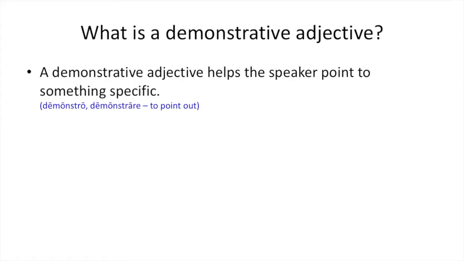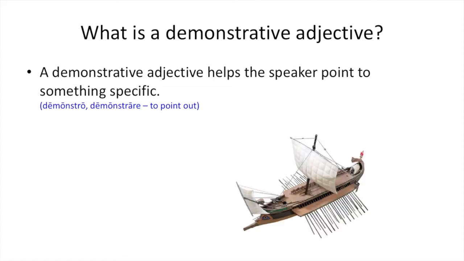So, what's a demonstrative adjective? A demonstrative adjective helps the speaker point to something specific. The word demonstrative, in fact, is a derivative from the Latin verb demonstro, demonstrare, to point out. So, for example, if we wanted to point out this warship, we would use a demonstrative adjective, like this arrow here. In fact, with a lot of speakers, when we have a script of their speech, we imagine them actually pointing when they use a demonstrative adjective.